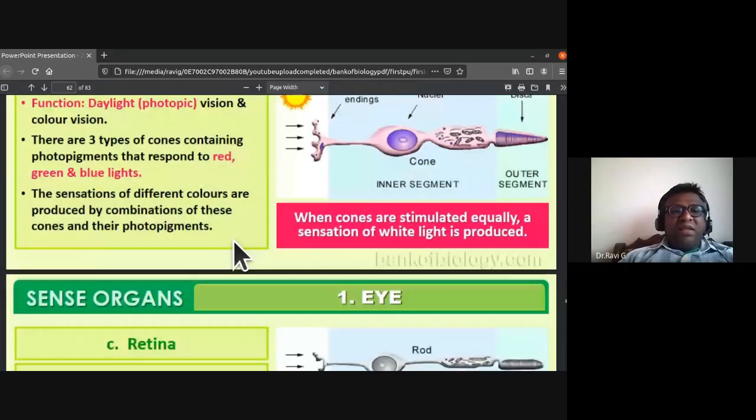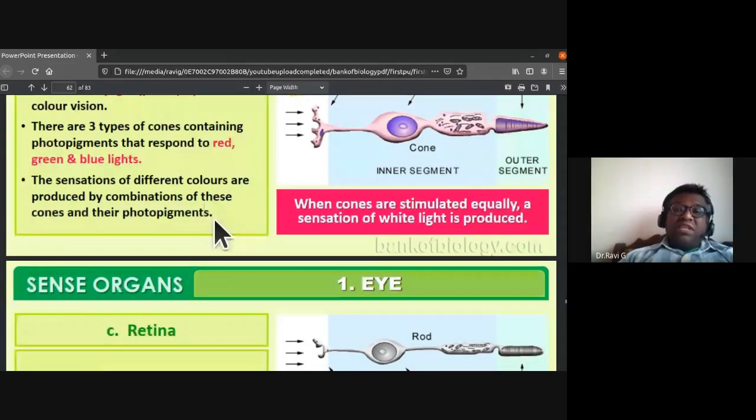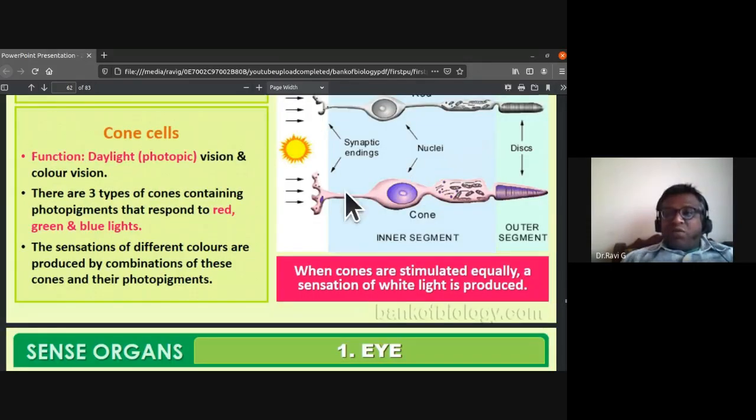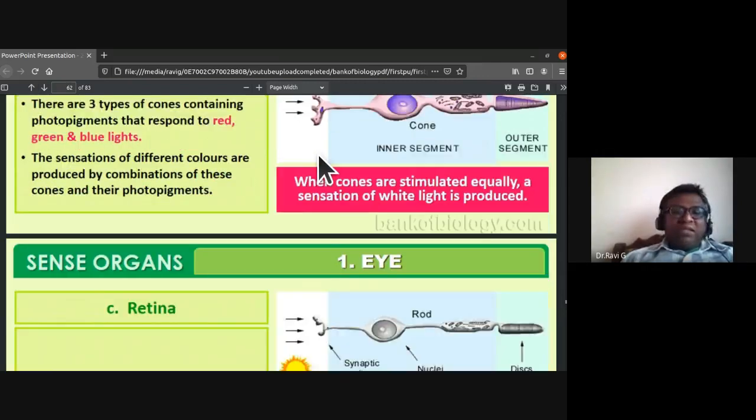The sensation of different colors is produced by the combination of these cones and their photopigments. When cones are stimulated equally, the sensation of white light is produced.